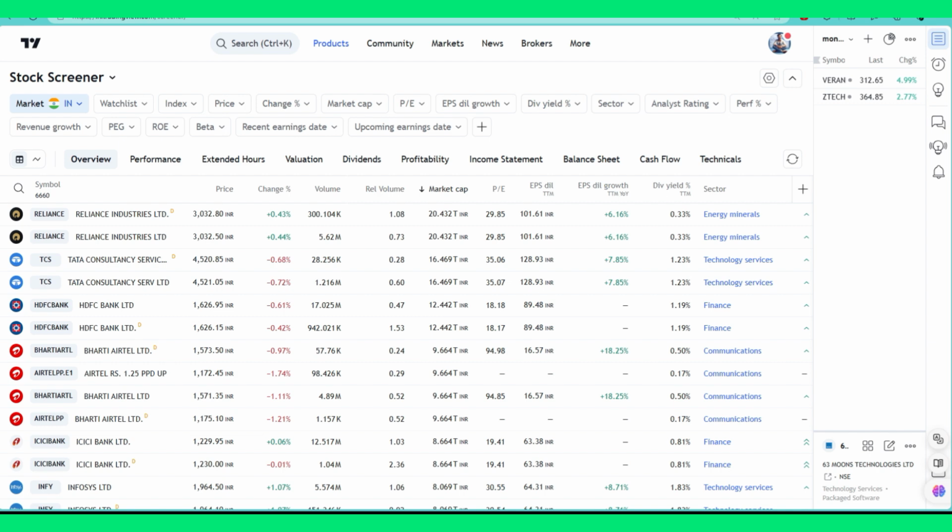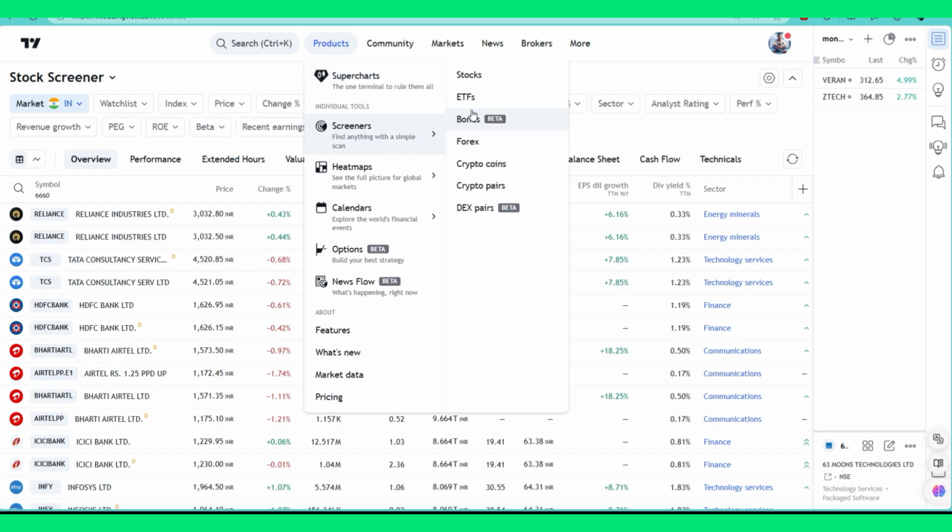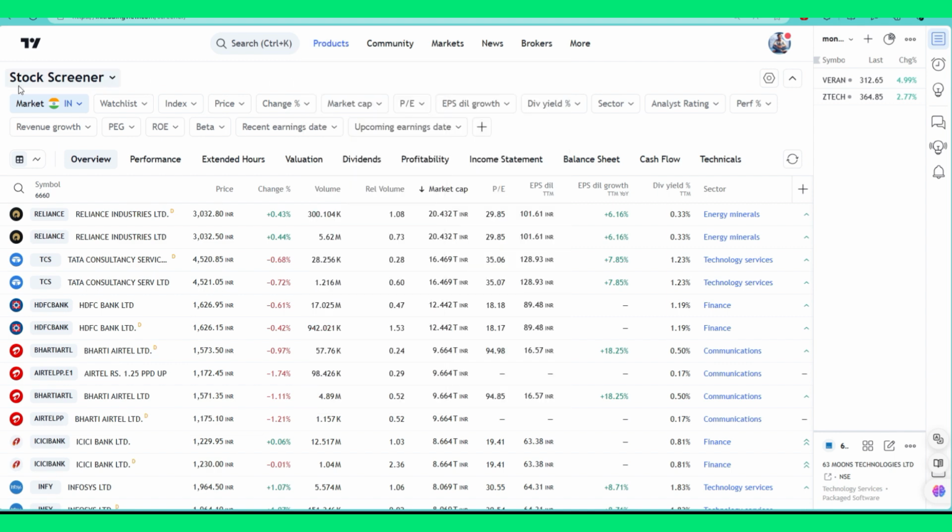So how do we scan for such stocks? Using Tradingview is the subject of this video, and I'll also show you some examples of how I take trades based on this. So to start with, we go to products and screeners stocks. So this is the default screener that we'll get. In this, I update market to India.